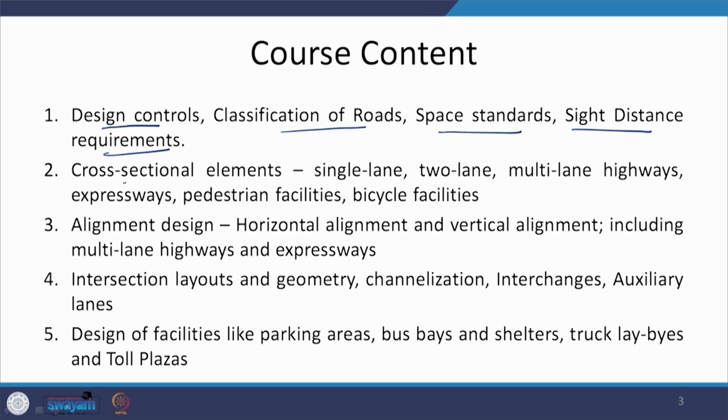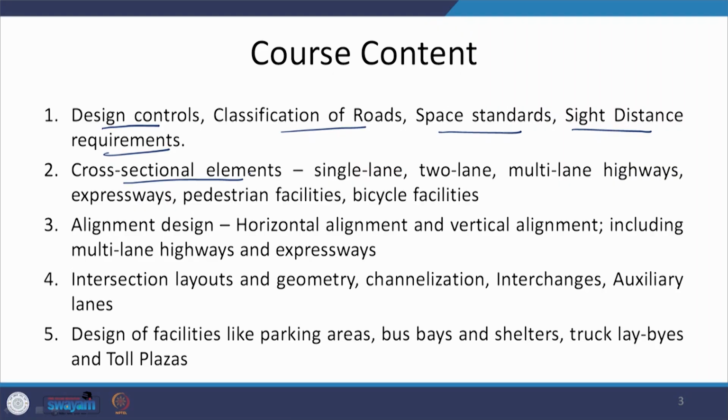The other thing we are going to talk about as module 2 is related to the various cross sectional elements. Now, if you have seen an urban road as well as a national highway, you must have noticed there is a big difference between urban roads and national highways in terms of the physical features which are provided on them.